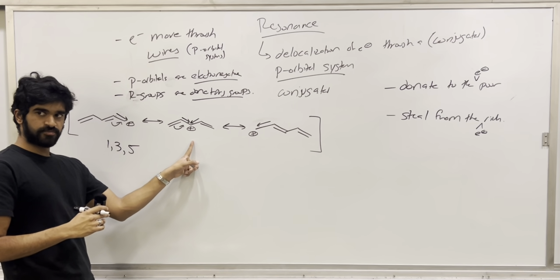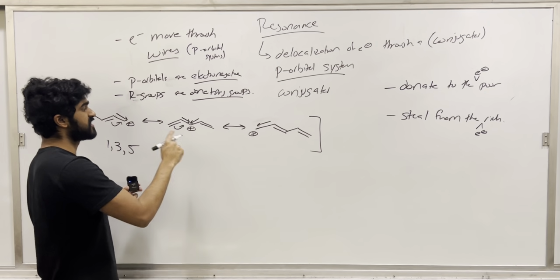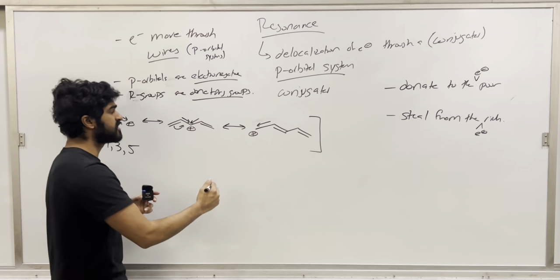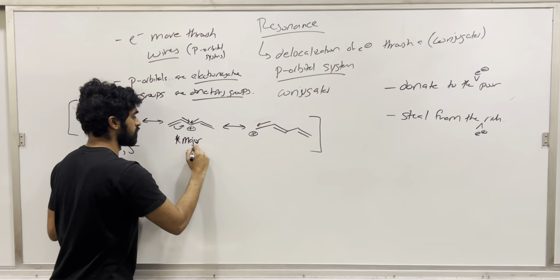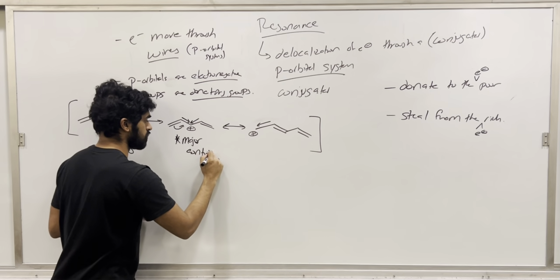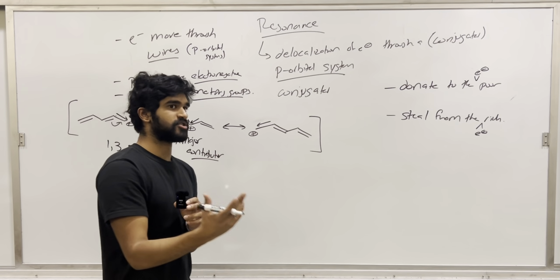So what's better? Two people donating to the poor or one person donating to the poor? Two people. So this has the most stability, which means this is your major contributor. In other words, it's in between two double bonds. That's why it's major. Not two double bonds, but two R groups in general, right?